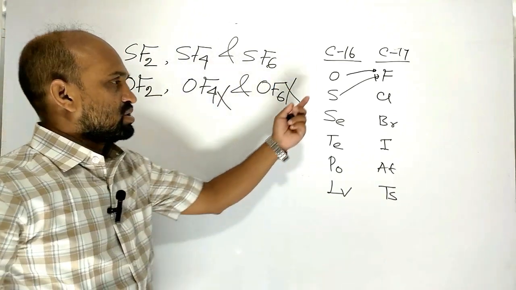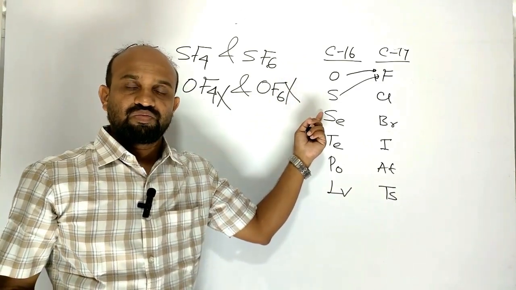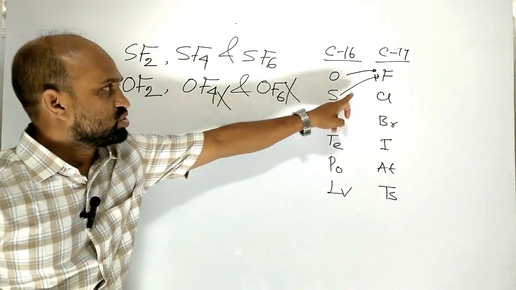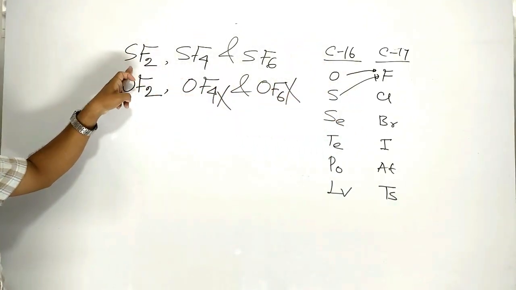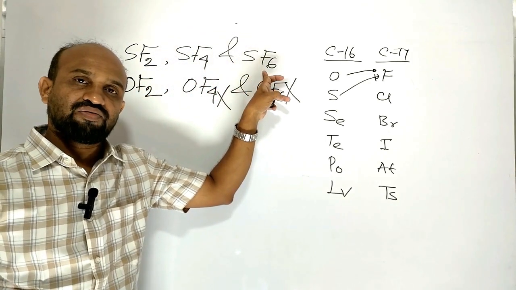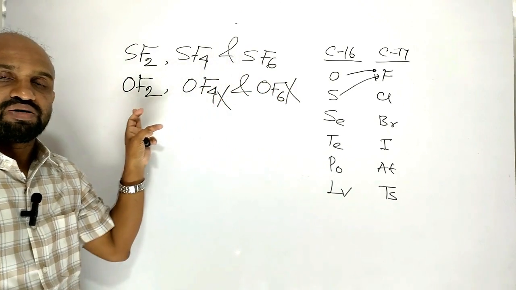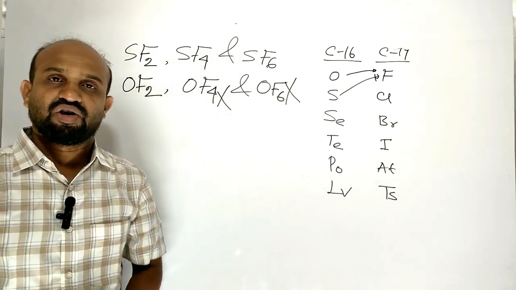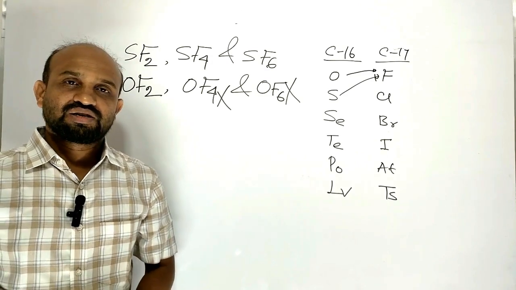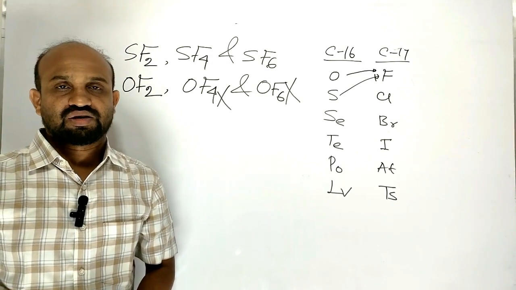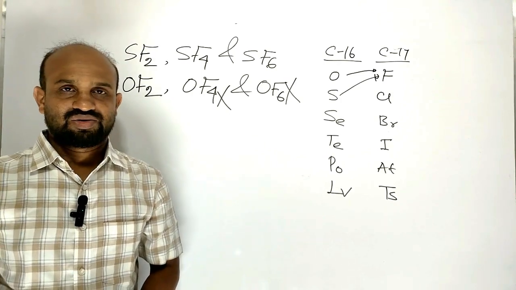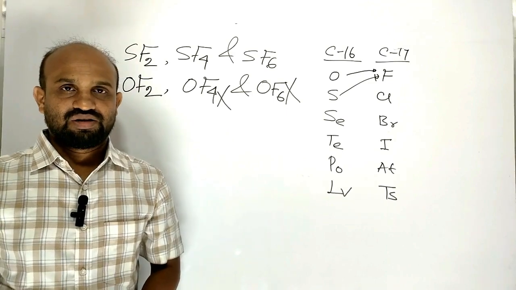So oxygen and sulfur belong to the same column, but sulfur with fluorine can form sulfur difluoride, sulfur tetrafluoride, and sulfur hexafluoride. But oxygen with fluorine can form only oxygen difluoride. But oxygen tetrafluoride and oxygen hexafluoride cannot be formed. But why? This is today's lesson. Let's go to the detail.